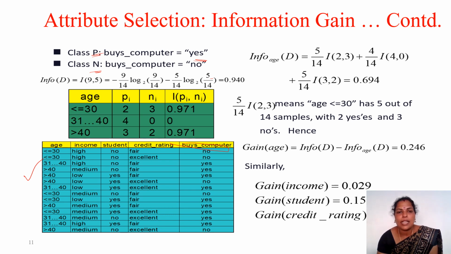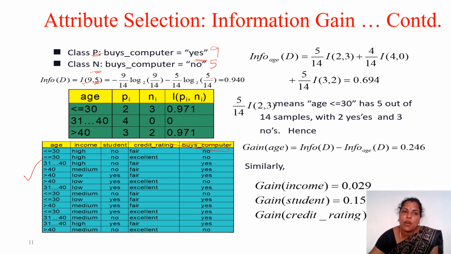Why are we calling it I of 9, 5? Here you count the no values first: 1, 2, 3, 4, 5. 5 no values are there. And then how many yes values? 1, 2, 3, 4, 5, 6, 7, 8, 9. 9 yes values are there. So that is why we are giving I of 9, 5. Totally we have 9 yes and 5 no values.